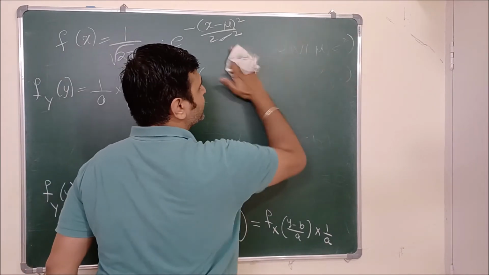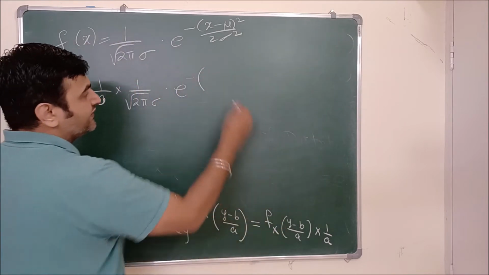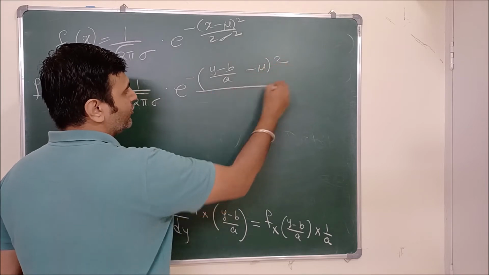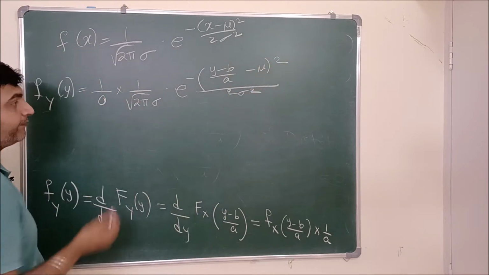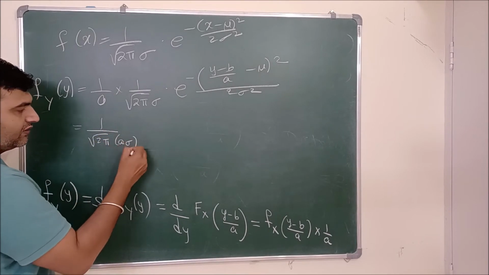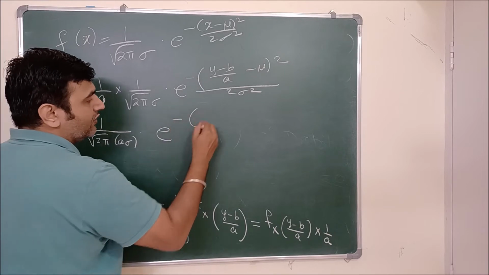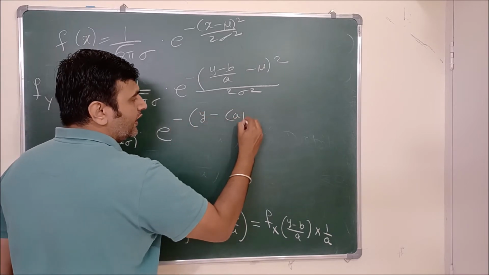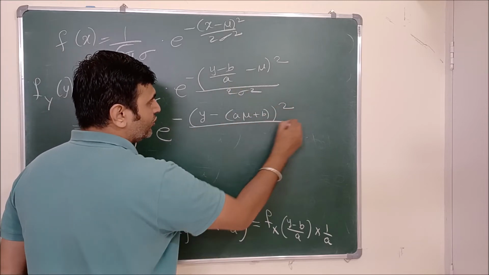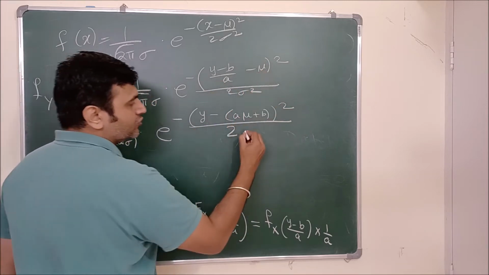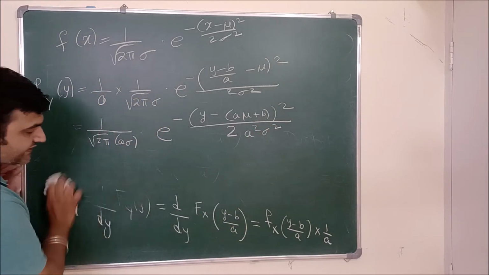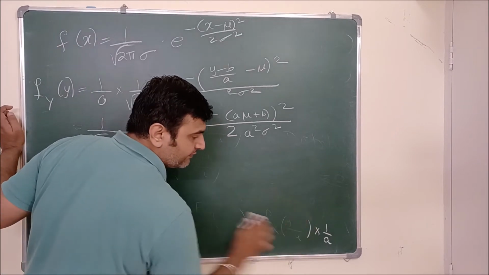Now in place of x, what will you write? In place of x you will write (y minus b) upon a minus mu, the whole square upon 2 sigma square. So what is this? This is 1 upon root of 2 pi, writing a sigma together, e raised to minus of (y minus (a mu plus b)), taking the minus outside, whole square upon 2. This a will come here, so 2 a square sigma square. So you can see this is the PDF for the random variable y.